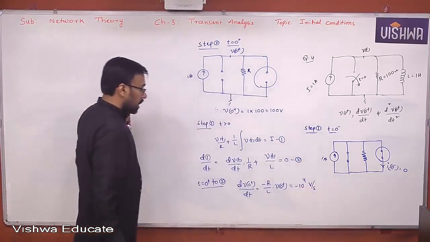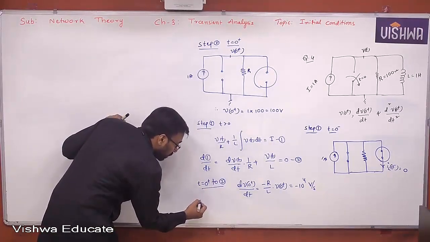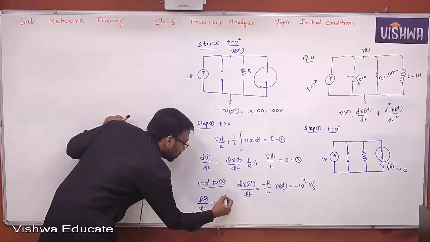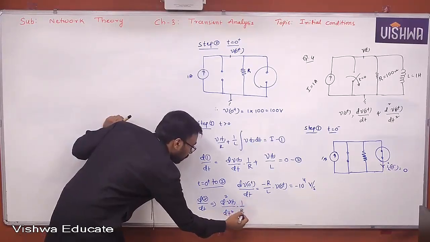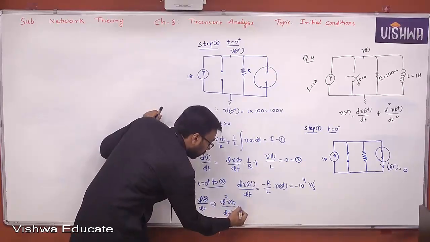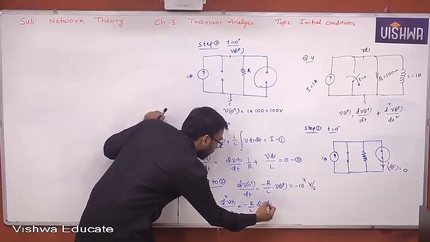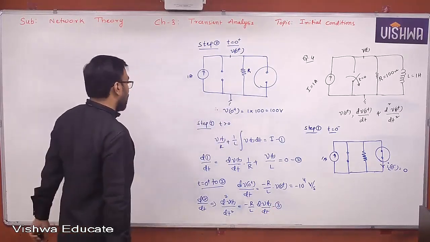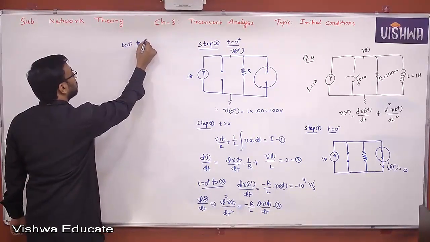Yes or no? Now again you differentiate equation 2 with respect to t. That will give you d square V of t by dt square into 1 by R, or else you can directly write, is equal to, what do you get, minus R by L dV of t by dt, equation 3. Now apply t equal to 0 plus conditions to equation 3.